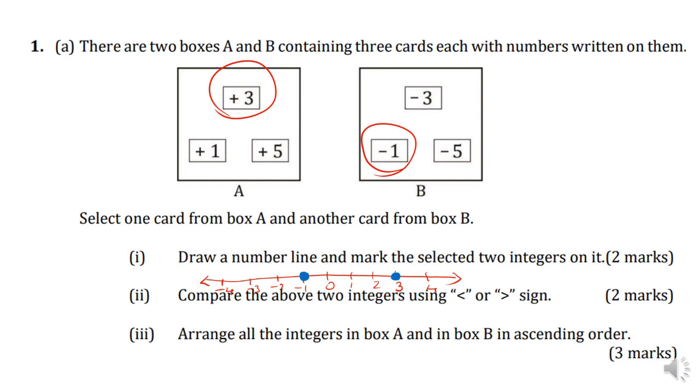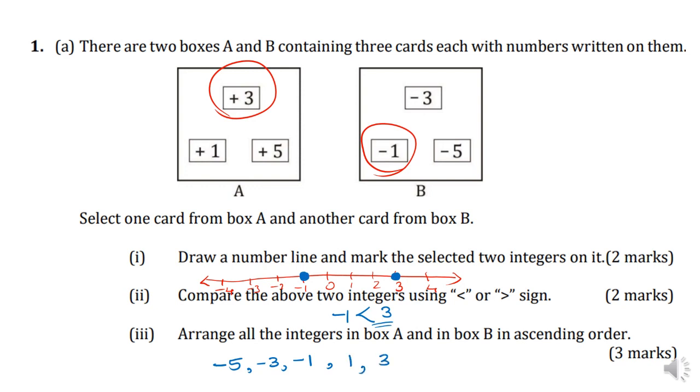Fine. And compare the above 2 integers using less than or greater than sign. In this one, -1 is less than +3. We always know that. Arrange all the integers in box A and box B in ascending order. In the ascending order, what is the least number? The least number is -5, and then -3, and -1, and then +1, +3, +5.